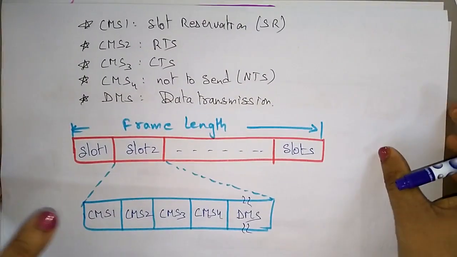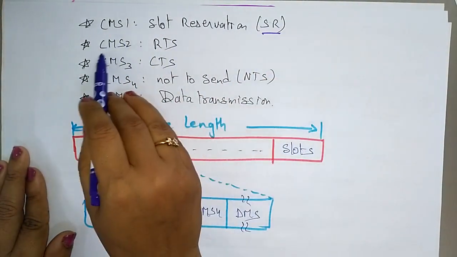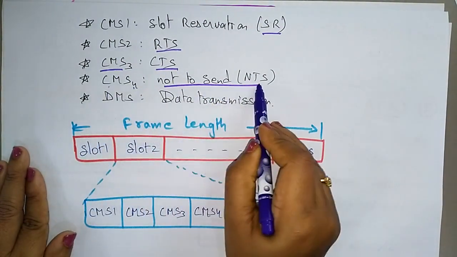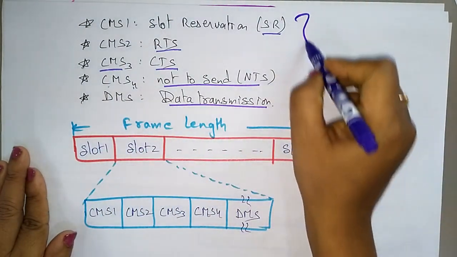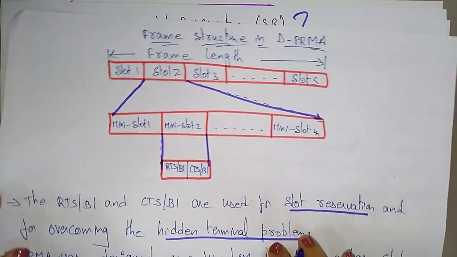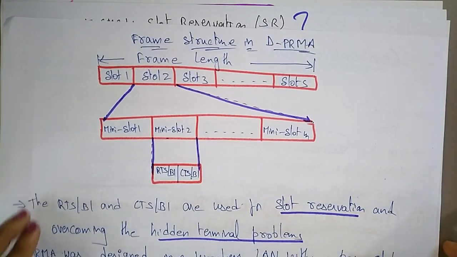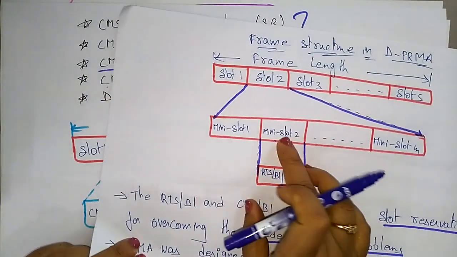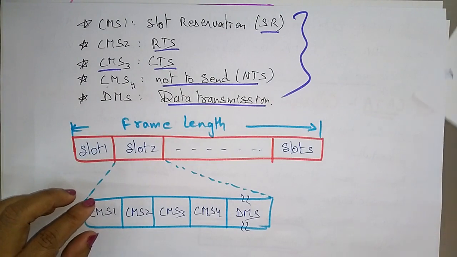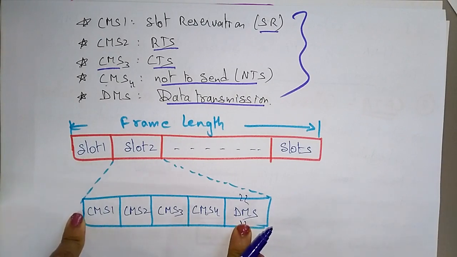So those 5 mini slots are: CMS1, which is used for the slot reservation SR; CMS2 is for request to send; CMS3 is clear to send; CMS4 is not to send; and DMS is for data transmission. So each slot is divided into 5 mini slots, whereas in the previous DPRMA, each slot is reserved for RTS and clear to send only.